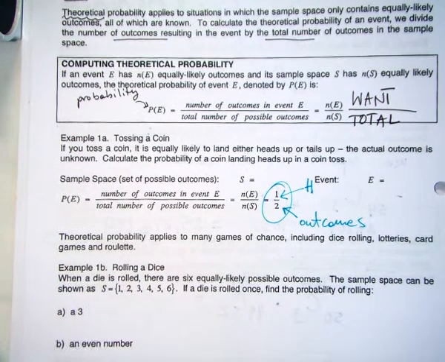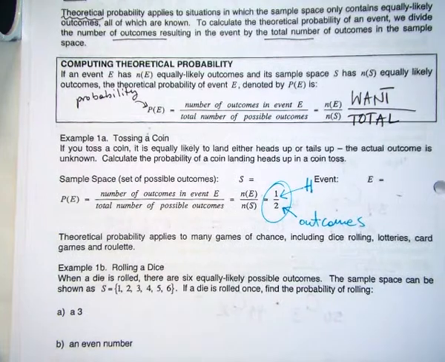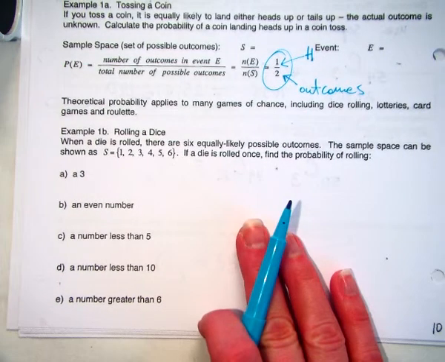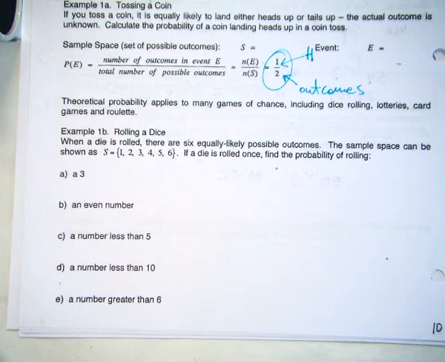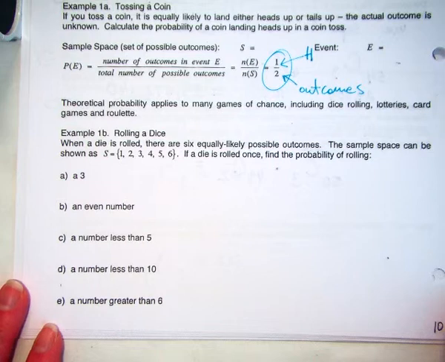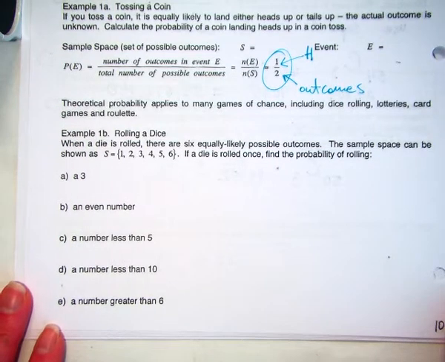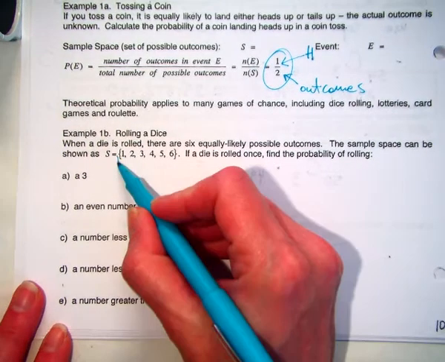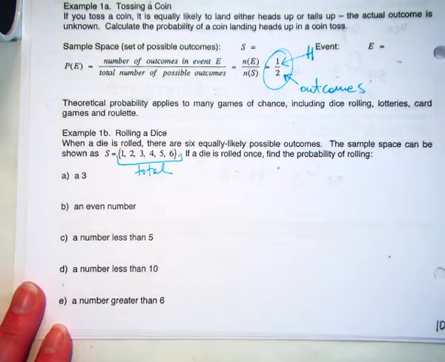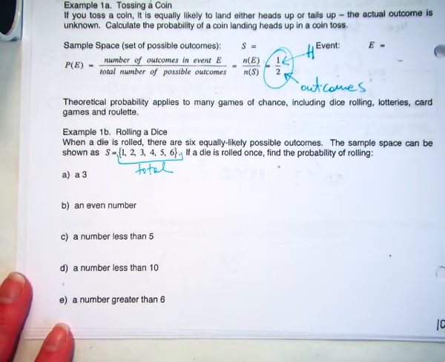So, Kevin, can you read example 1, rolling a dice? On your own paper. When a die is rolled, there are 6 equally likely possible outcomes. The sample space can be shown as S equals 1, 2, 3, 4, 5, 6. If a die is rolled once, find the probability of rolling. Okay, so what's our total? What's going to be the denominator for all of these fractions?